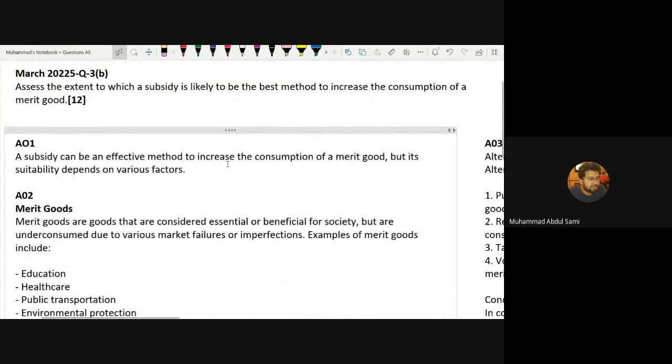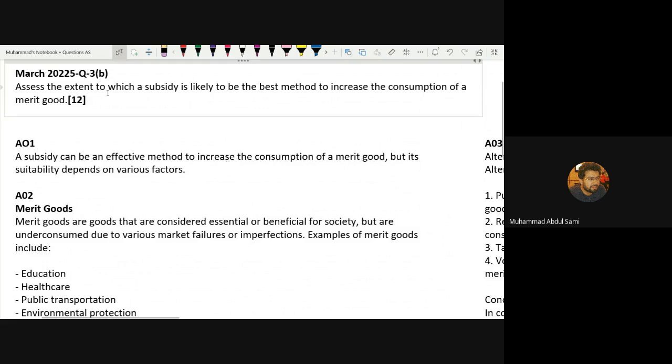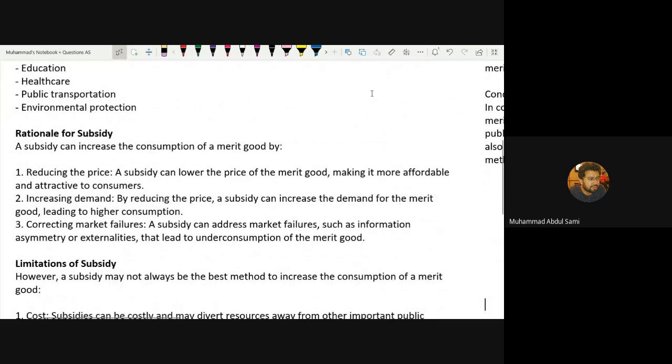Very good question, but yes, yet again we need to have a look at the question. They are asking to assess the extent to which a subsidy is likely to be the best method. They are asking whether by providing a subsidy, there is an increase in the consumption of a merit good, or in other words, whether there would not be an increase in the consumption of a merit good. So we are establishing both of the points in terms of a subsidy in connection with the merit goods, and these are our rationales. So it's clear now.